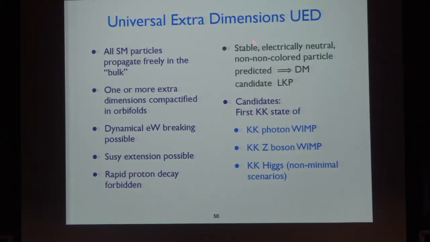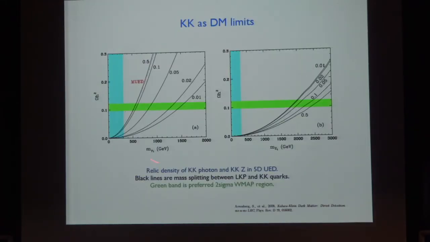And then you can have a stable, electrically neutral, non-color particle, and there are limits for this. So, okay, again, this is the relic density, and these are different types of Kaluza-Klein models. This is the mass of your Kaluza-Klein particle, a Kaluza-Klein photon or a Kaluza-Klein Z as a dark matter particle, and this is the relic density in different 5-dimensional universal extra dimensions. The black lines are the mass splitting between the Kaluza-Klein particles and the Kaluza-Klein quarks, and this is the green band. So all these could be possible good candidates for dark matter.